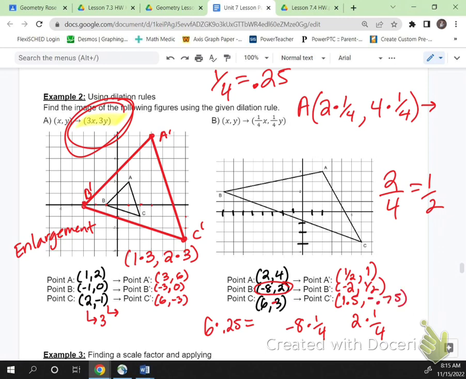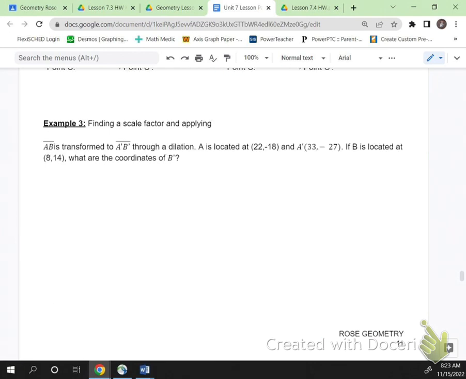And now we're going to graph it. Approximate the best you can. Half, 1. Here's A prime. Negative 2, 1/2. And C is at 1.5, negative 0.75. So here. Cool. Questions? Very similar.